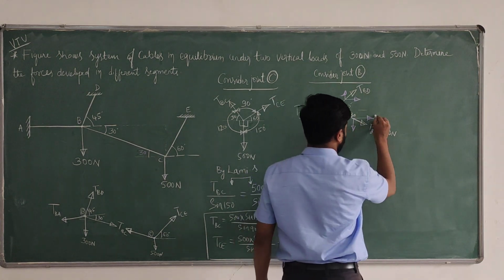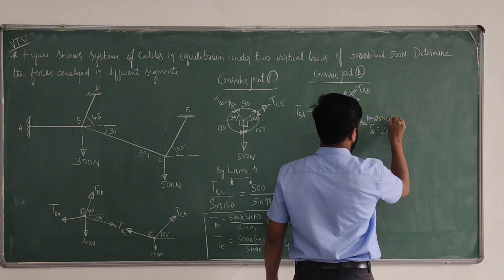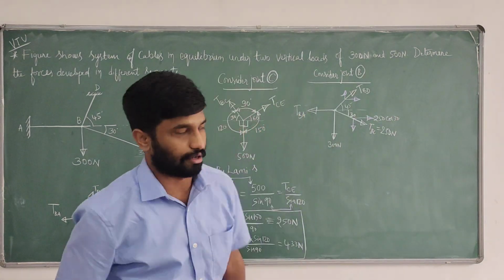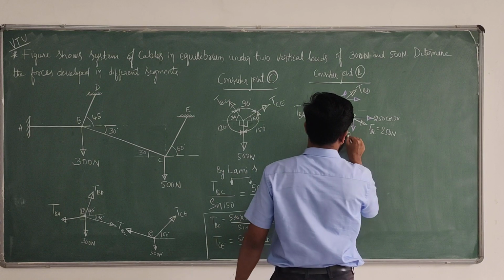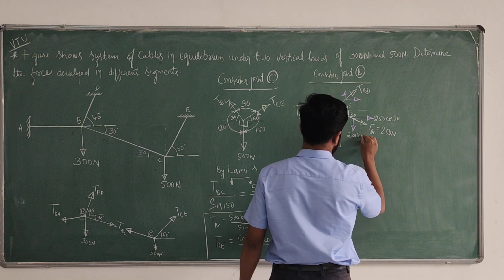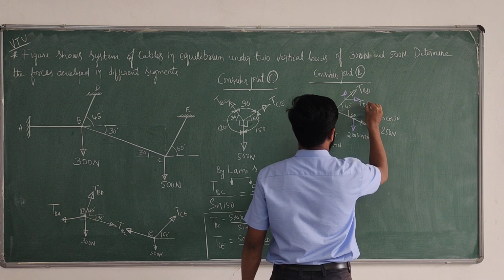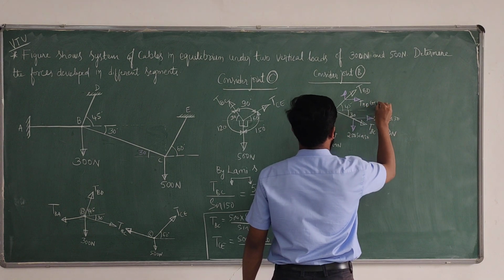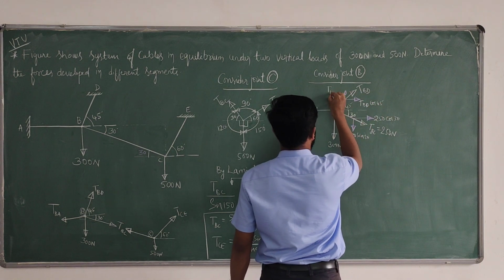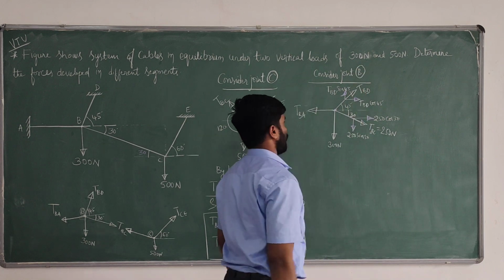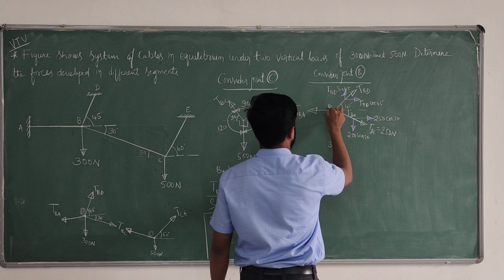The value is 250 cos 30. Always the inclination angle goes with cos theta and the other one is sin theta. So 250 sin 30. So TBD cos 45, TBD sin 45. So this is joint B.